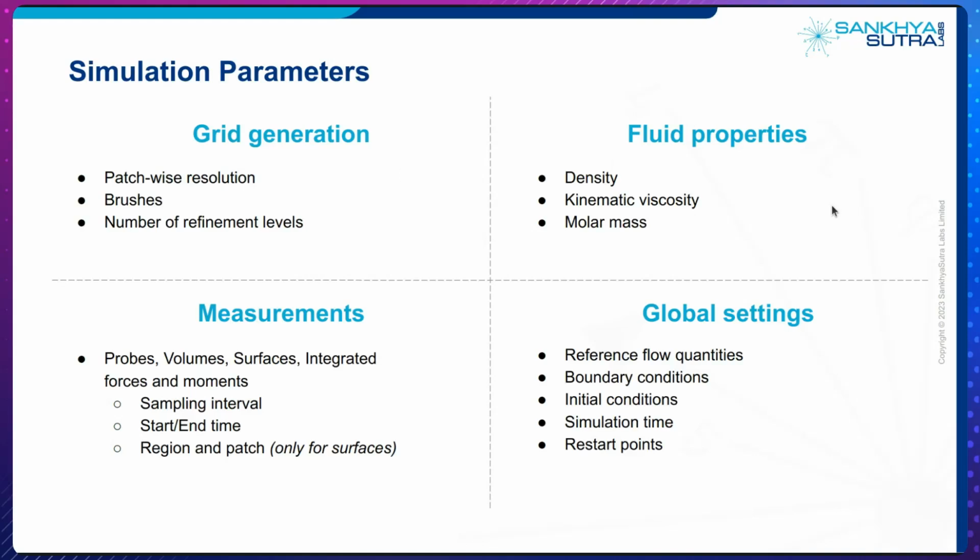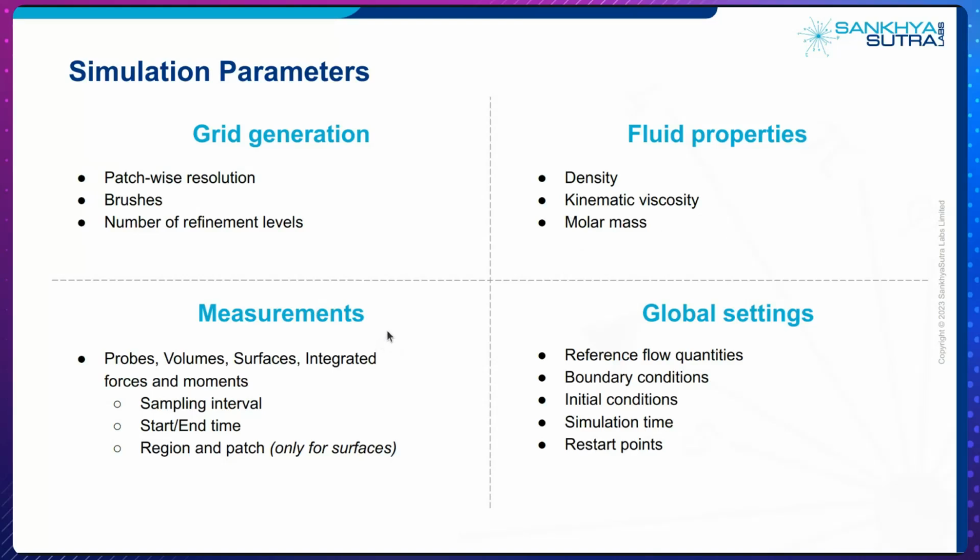So once you've done setting up the grid, the next thing to do is define your fluid properties. You only need to define three basic properties: the density, kinematic viscosity, and the molar mass of your fluid. These will be used by the solver to basically convert from your mesoscopic quantities into your macroscopic quantities of density, pressure, temperature, and velocities.